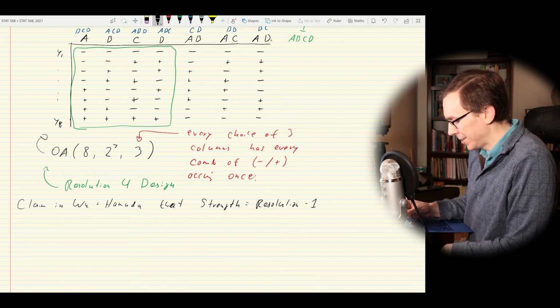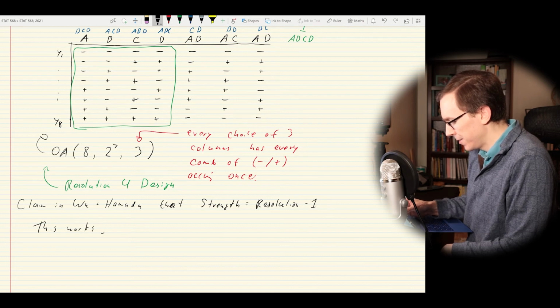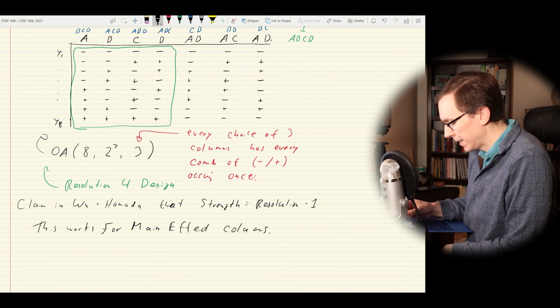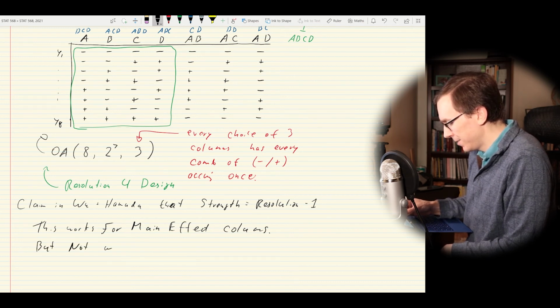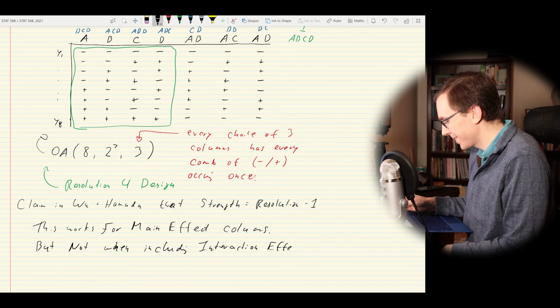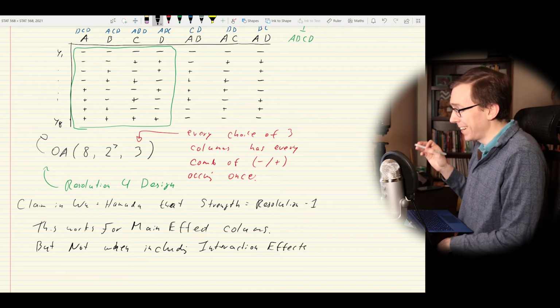Right, basically, this works for main effect columns, but not when including interaction effects. Yeah, I told you, these things can get a little bit tricky, right?